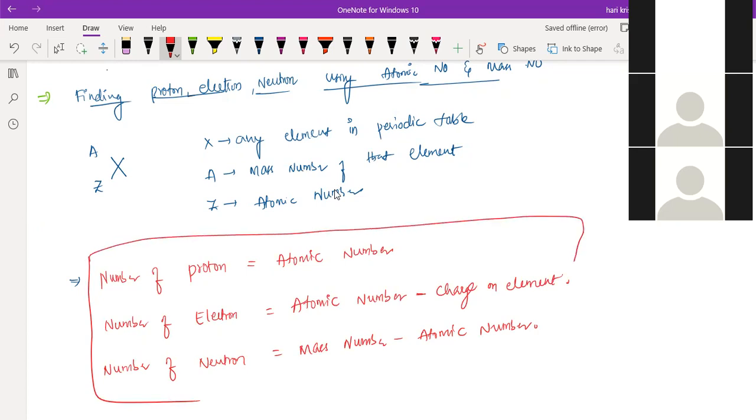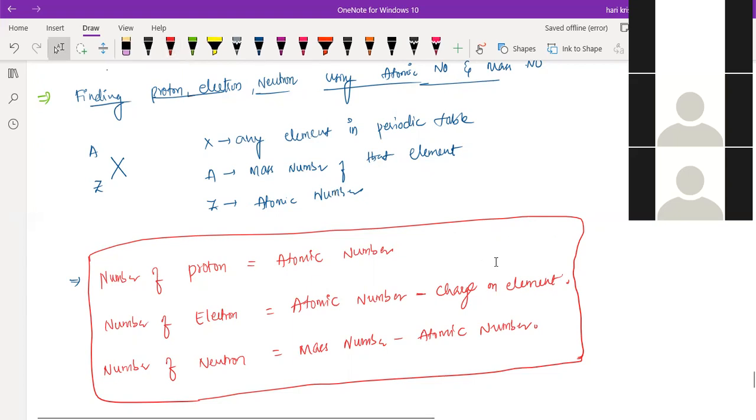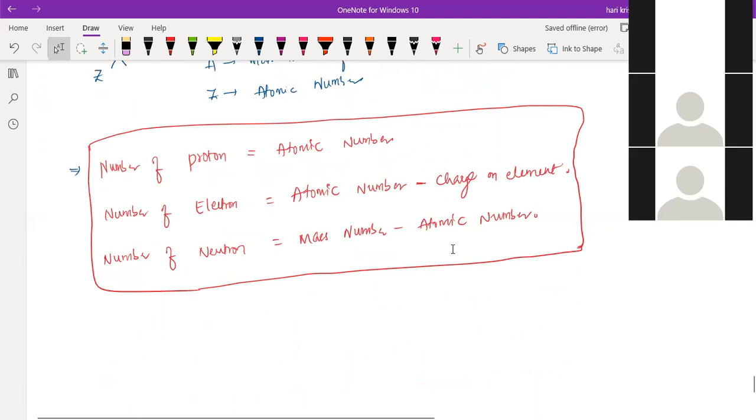So how do we calculate the number of protons in any element? By the atomic number. Sir, the number of electrons is equal to the number of protons, right? That is only in the case of a neutral atom. In a neutral atom, the charge on the element is 0, which means the number of electrons is equal to the number of protons.